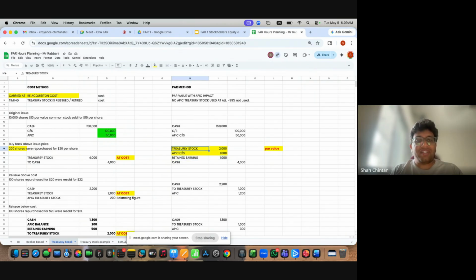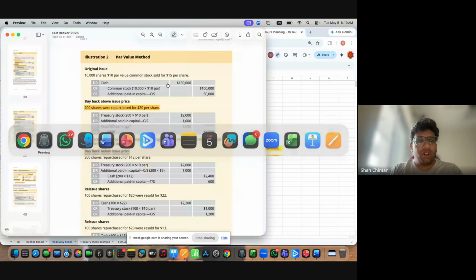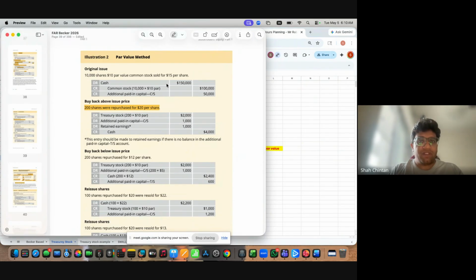So your entry is: treasury stock at par value, 200 shares into $10; APIC common stock, that is the original issue which you had at a $5 premium; and the remaining balance is going through your retained earnings, which is your $1,000. So your entry is treasury stock debit, APIC, retained earnings. This is your balancing figure. To cash, you are paying to your buyback shareholders $4,000.